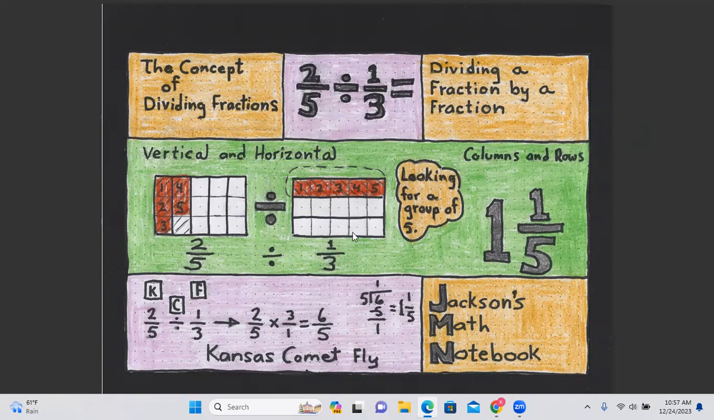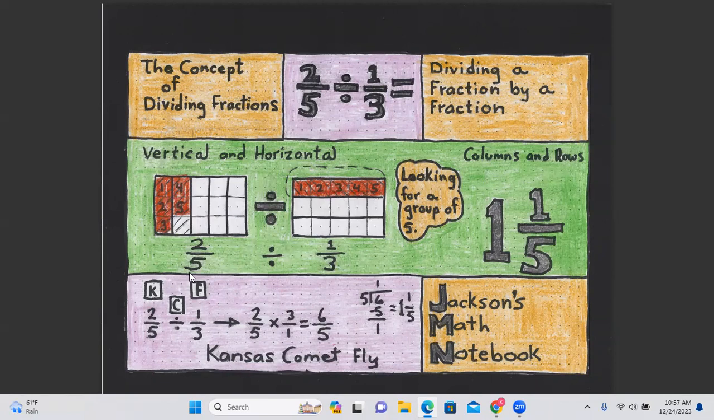But first, we're going to use this model using columns and rows. And if you recall, columns are vertical and rows are horizontal. And so right here, we're going to multiply 5 times 3 to get our 15 square grid here and over here. However, we're going to use columns on this 15 square grid, and we're going to use rows on this 15 square grid.